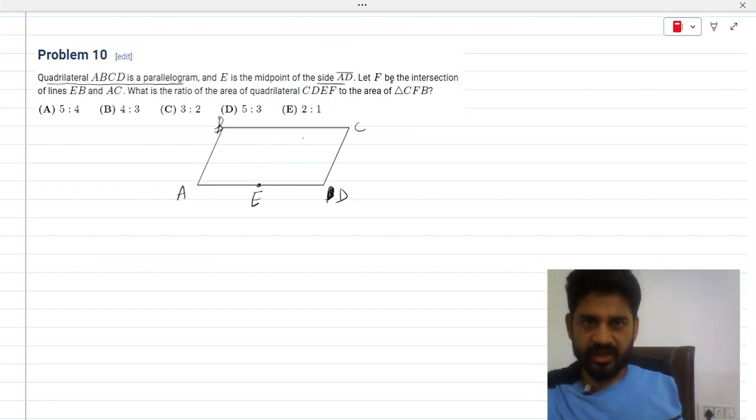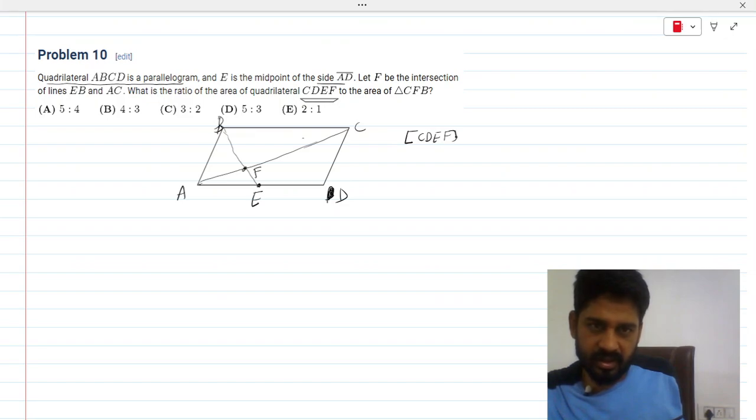Okay, let F be the intersection of line EB and AC. So you need to draw the line EB and you need to draw the line AC also. Okay, so this point will become F. Then what is the ratio of the area of quadrilateral CDEF divided by the area of triangle CFB you want. Okay.